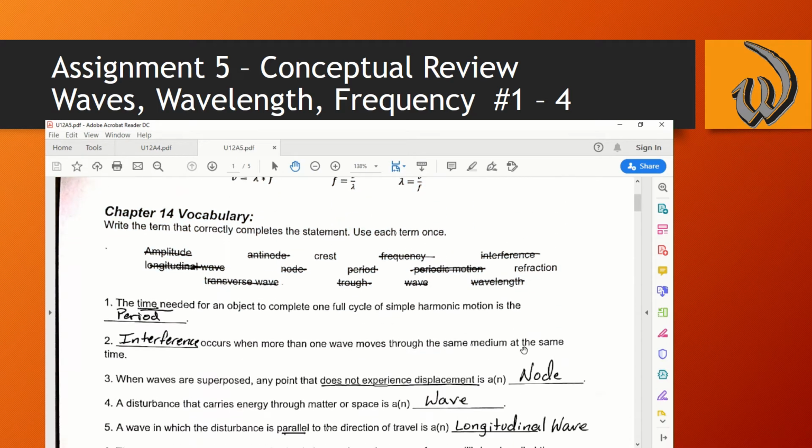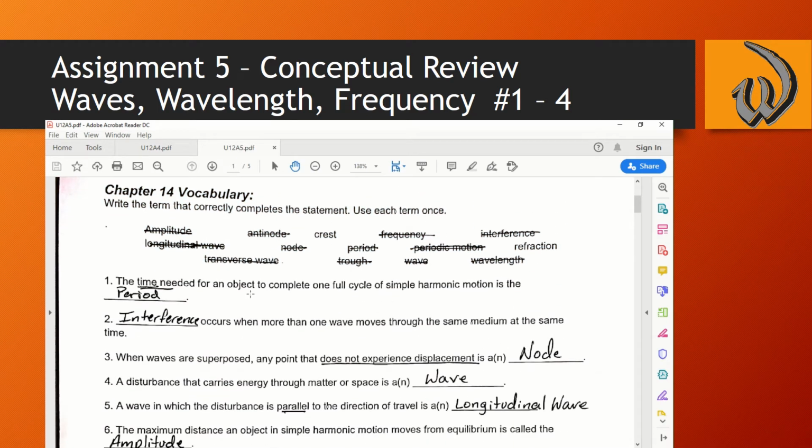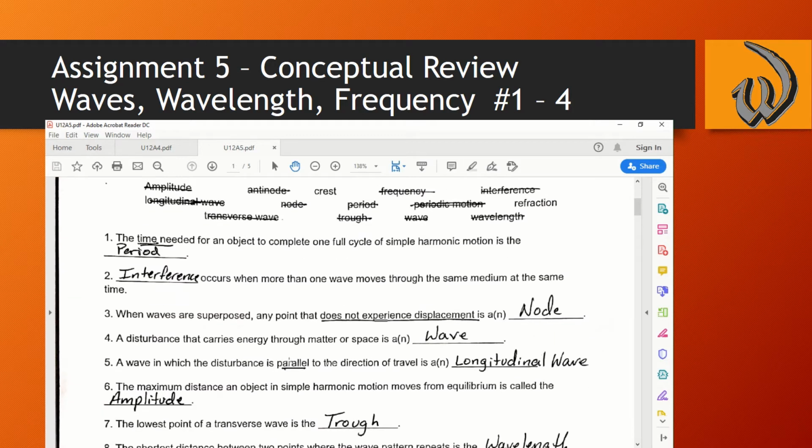Your chapter 14 vocabulary encompasses everything from last week and this week. So period, we're doing a lot more interference stuff this week. Nodes, we decided to introduce this week as well because they're going to be rather important when we talk about our standing waves. And that's going to be big for sound.